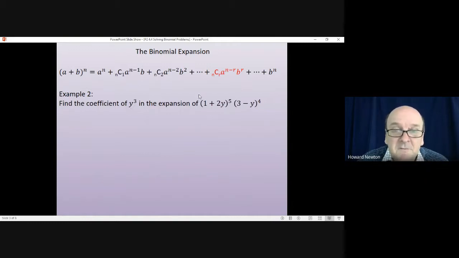So we'll need to find the first 4 terms of the binomial expansion for this bracket, the first 4 terms for this bracket. That'll give us 2 big brackets being multiplied together with lots of terms. But you don't need to multiply everything together. When you get to the end, just keep an eye on what you're trying to find, which is the y cubed terms.